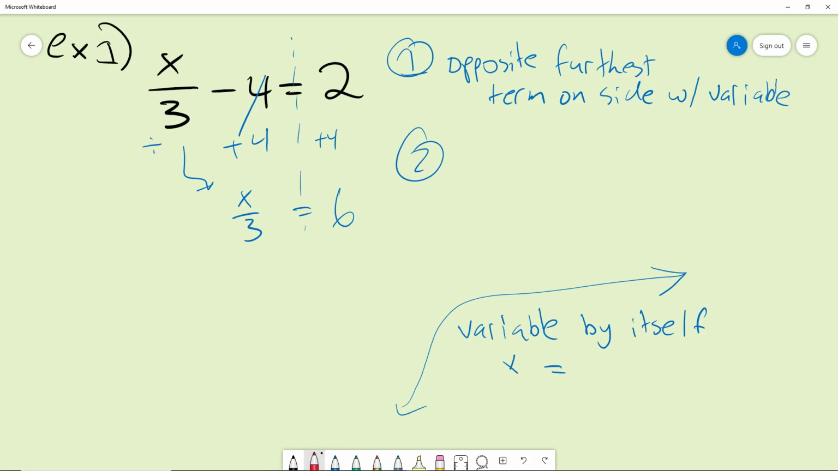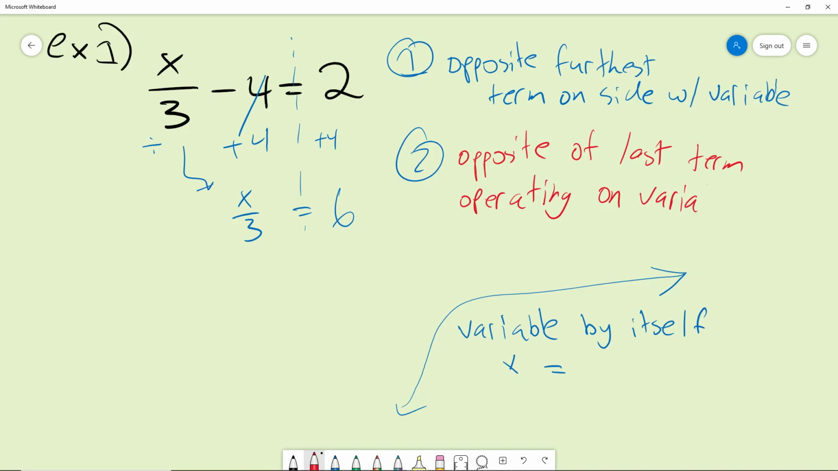So how am I going to clean that out? I'm going to do the opposite of the last term operating on the variable. I'm like writing it out in as many words as possible.